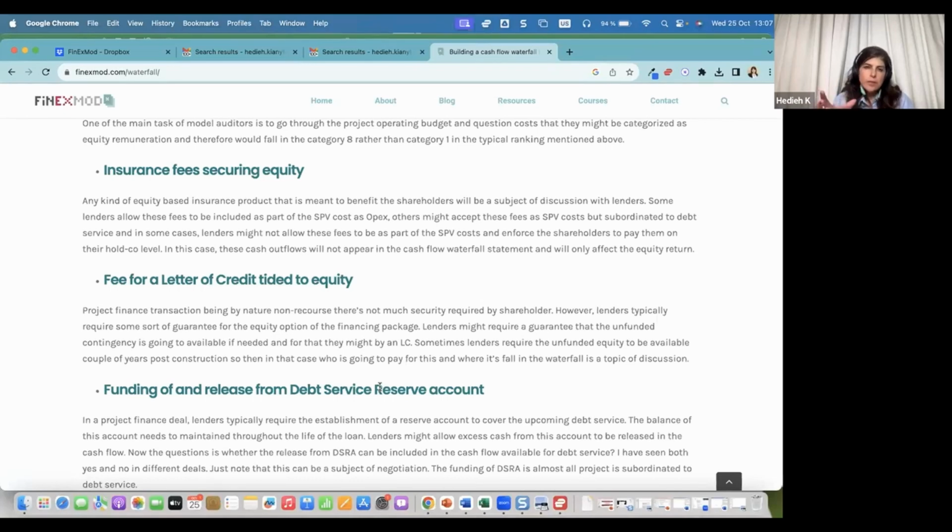And there is also a part that is unfunded contingent equity. And sometimes this contingent equity, you can just back it up by an LC. So for the LC fees, there's also a discussion: who pays for it? Can it be included in the project cost or not? So these are also some discussions that will be between lenders and sponsors.